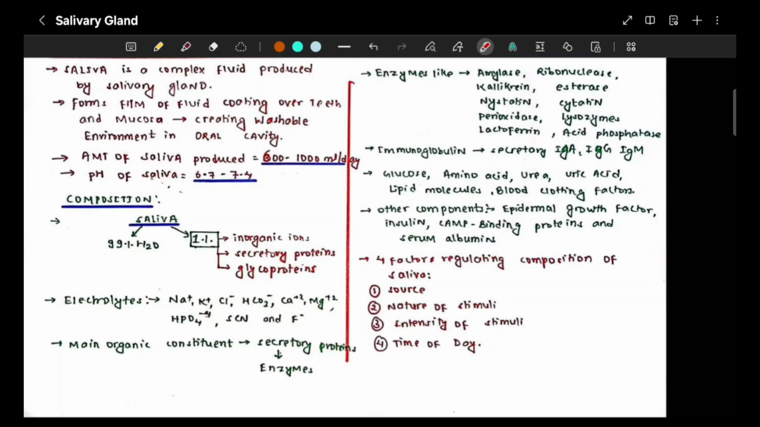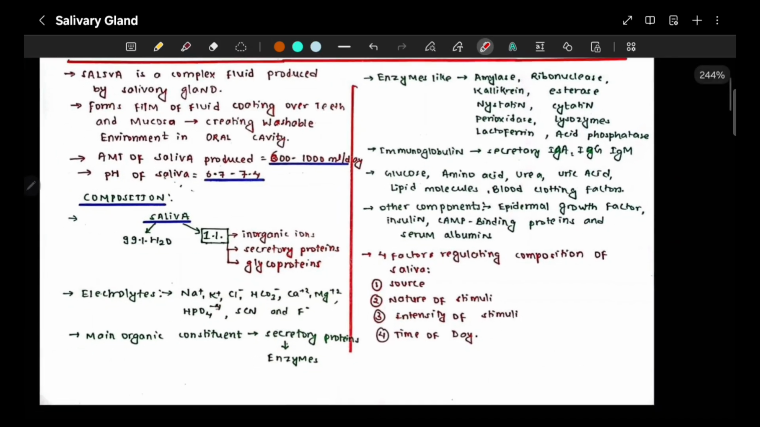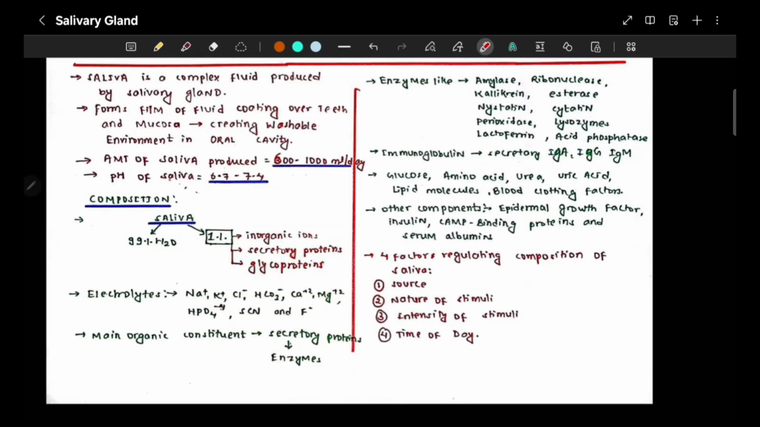So in the composition of saliva, just remember there is 99% water and 1% inorganic ions, secretory proteins, and glycoproteins. In inorganic ions we have different electrolytes like sodium, potassium, chloride, bicarbonate, phosphate ion, calcium ion, and magnesium ion. In the organic constituents we have enzymes, and remember the names of the enzymes. Immunoglobulins are IgA, IgG, and IgM, of which IgA is most important. After that, glucose, amino acids, urea, and uric acid are present. Other components like epidermal growth factor and insulin are also present.